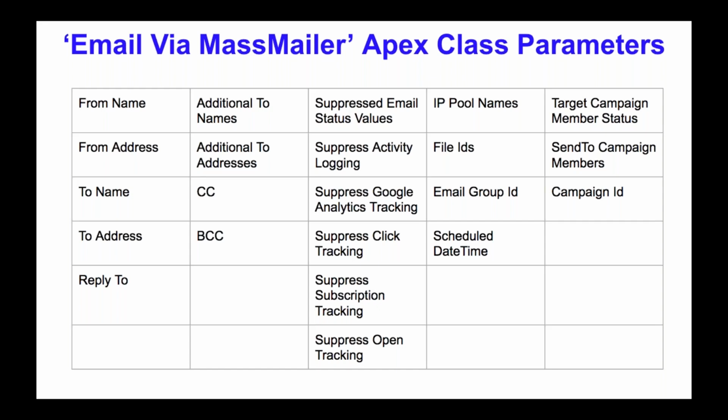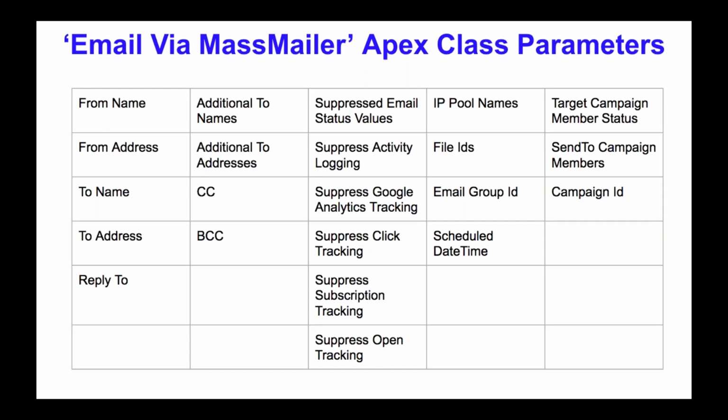you can see the from name, from address, to address, and reply to, which is quite common. That's flexible. You can use those parameters. And then if you have additional to values, meaning additional to name, additional to addresses, you can mention. You can also do CC, BCC. And similarly, when it comes to tracking, you can suppress the activity logging, suppress Google Analytics tracking, click tracking, subscription tracking, open tracking.